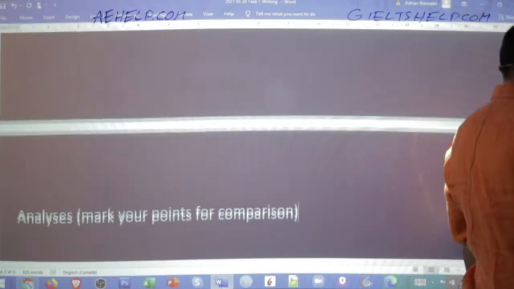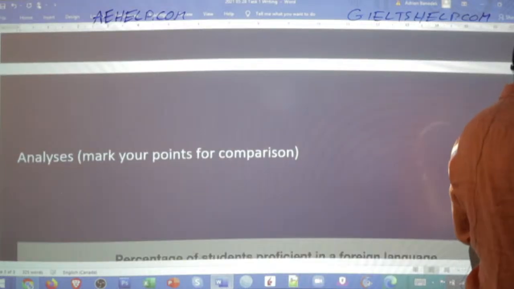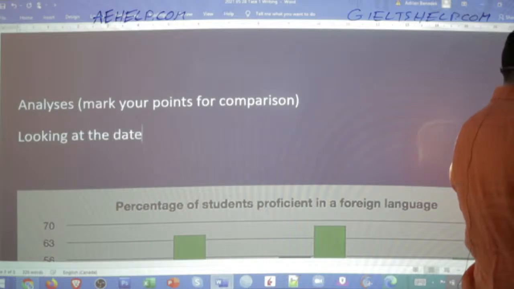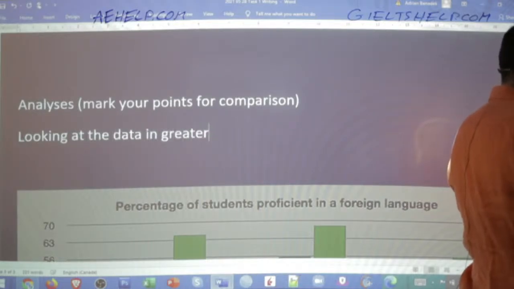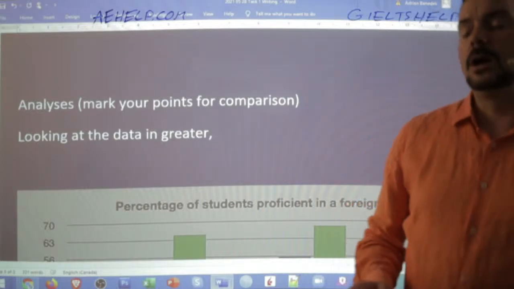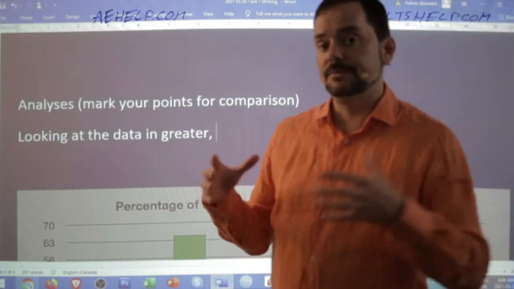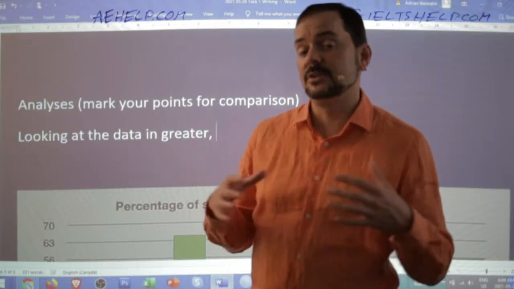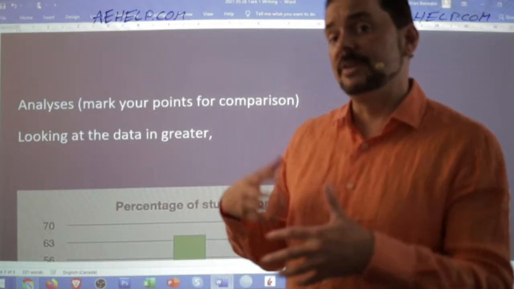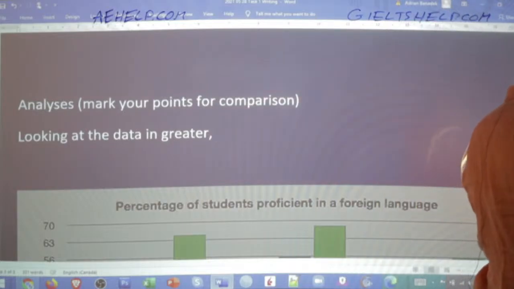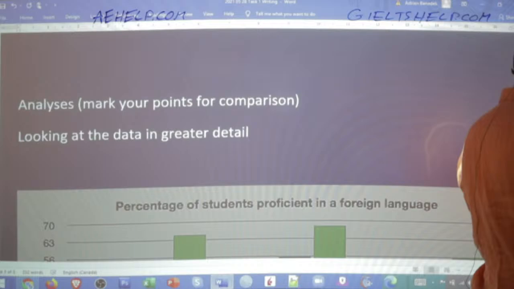All right. So here we go. Looking at the data in greater detail. And at this point, so even if you've taken 10 minutes in your task 1 in the official exam with this graph to get to this point, now you're going to be very fluent with your writing, okay? Looking at the data in greater detail.